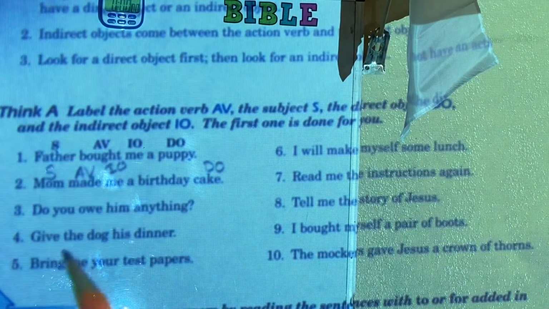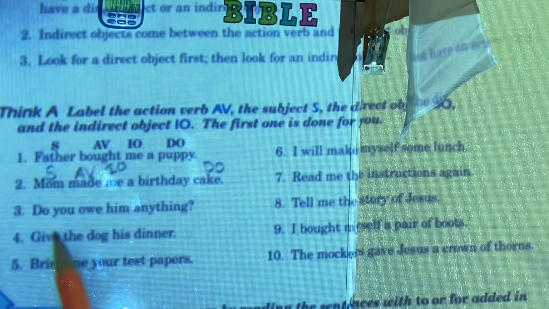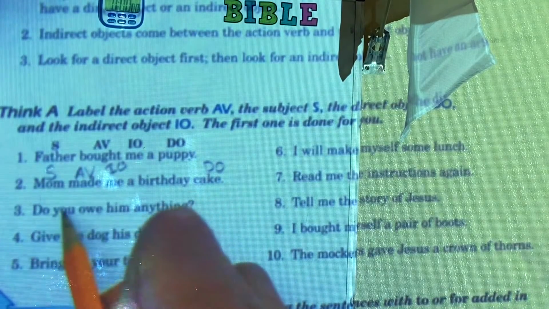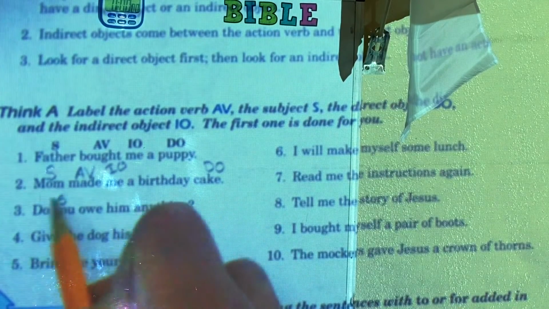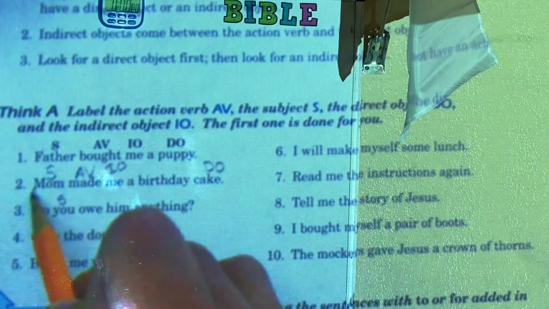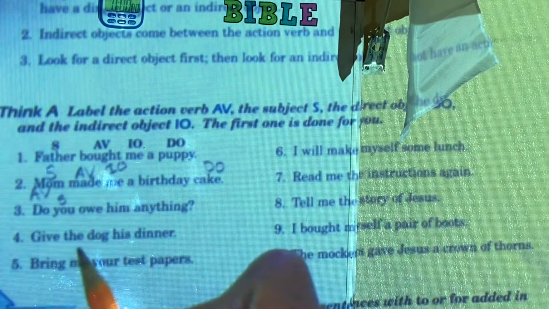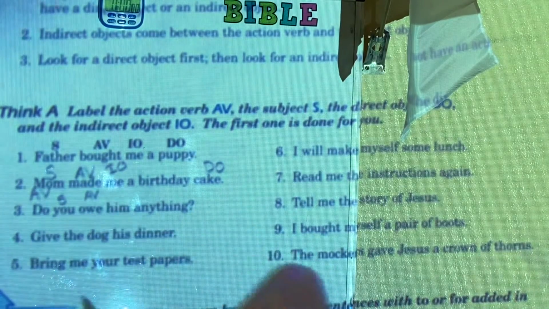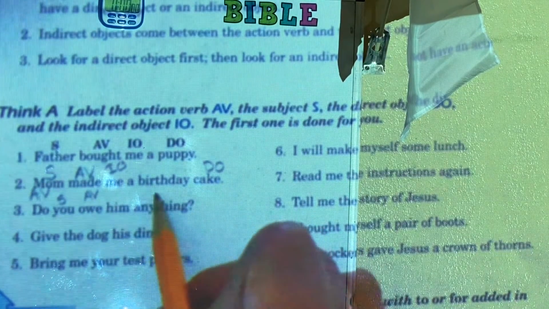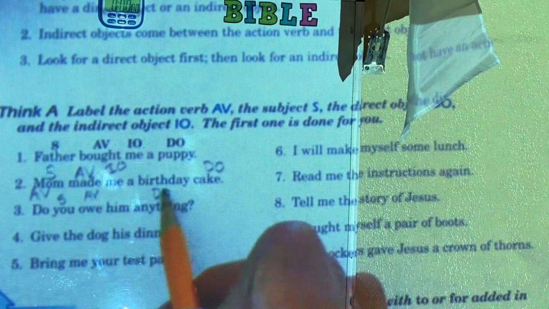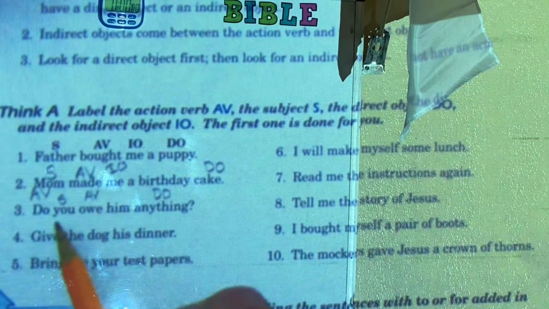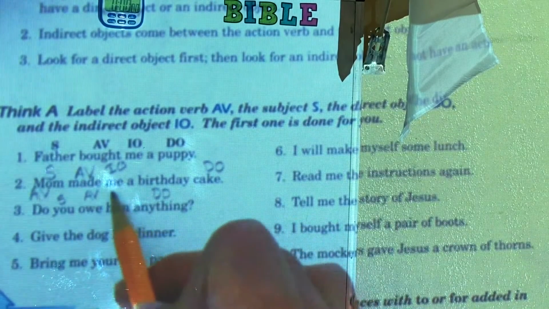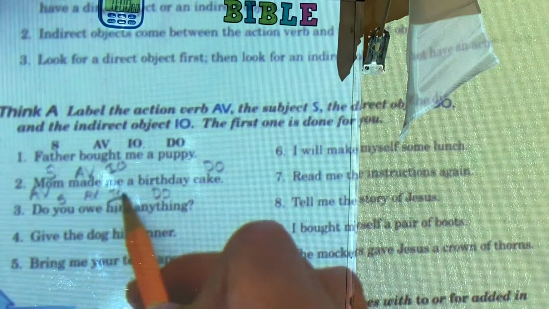Okay? Number 3, do you owe him anything? You would be the subject, right? The action verb would be do, and owe, those two are action verbs. In this sentence we have two. Anything is the direct object, and who owes anything? Him. So him would be the indirect object.